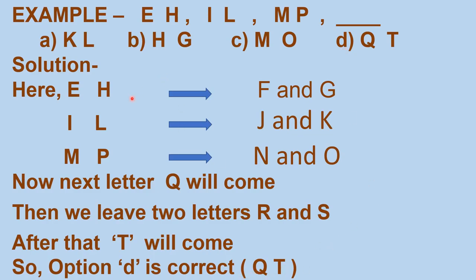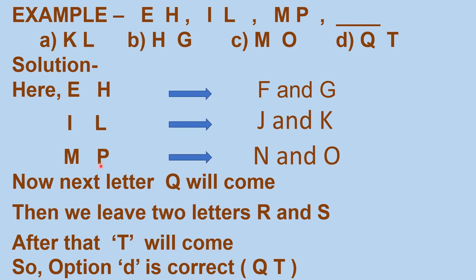Understood beta? यहाँ पर हमने क्या किया, जो हमें ये दिया हुआ था इसका हमने रिलेशनशिप निकाला है. E और H के बीच में दो लेटर्स F और G ये मिसिंग थे. फिर H के बाद आता है I और L के बीच में फिर से J और K मिसिंग थे. L के बाद हमारा कौन सा लेटर आता है? M और P के बीच में N और O लेटर जो है वो मिसिंग थे.